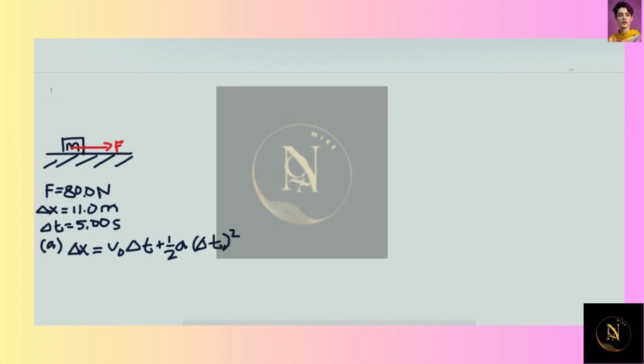Excellent. And then lastly, one other piece of information that was given to us was that the block begins from rest. So that first term on the right-hand side is going to be equal to 0. So now we can rearrange this kinematics equation in order to solve for acceleration, which is 2 delta x over, I believe, time squared.